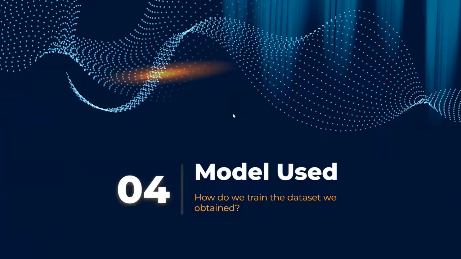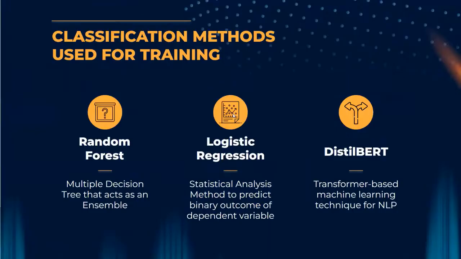Let's take a look at the models that we used for our project. The first thing we did was we used classification models such as random forest, logistic regression, as well as Distilbert for our training. We used random forest for a multiple decision tree that acts as an ensemble, logistic regression, which was basically a statistical analysis method to predict the binary outcome, where we applied multi-class classification so that we're able to classify into positive, negative, and neutral for our sentiment analysis.